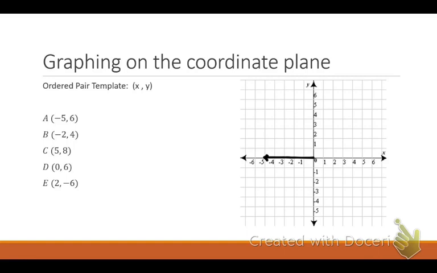So I go left to negative 5, but then I need to go up 6 to get to my point that I need to plot. Okay? And then you're just going to label it point A. Point A. All right? So point A, again, I follow both coordinates. It was negative 5, so I went left 5, positive 6 for y, so I went up 6.